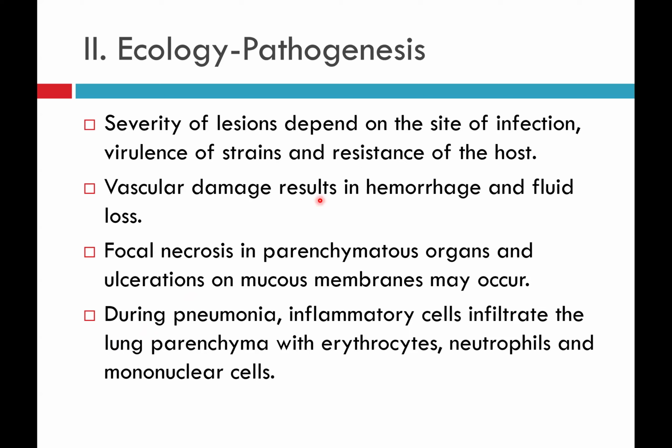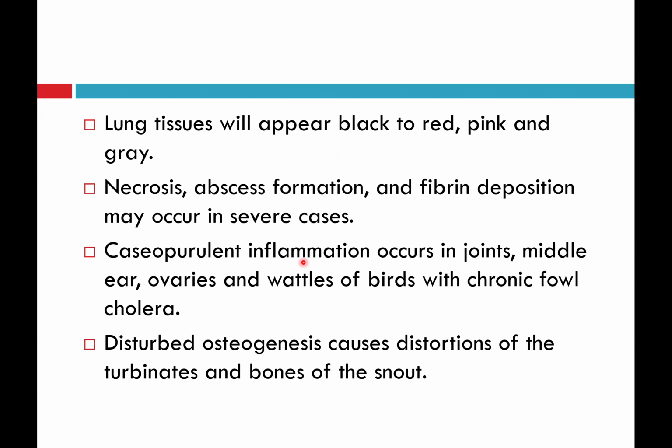The severity of lesions depends on the site of infection, the virulence of the strain, and the resistance of the host. And vascular damage results in hemorrhage and fluid loss. There may be focal necrosis in parenchymatous organs and ulcerations on mucous membranes. During pneumonia, inflammatory cells infiltrate the lung parenchyma with erythrocytes, neutrophils, and mononuclear cells. So there is a very strong inflammatory response that can be seen in Pasteurella infection.